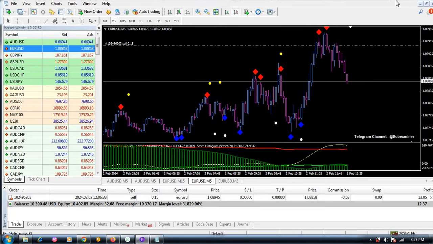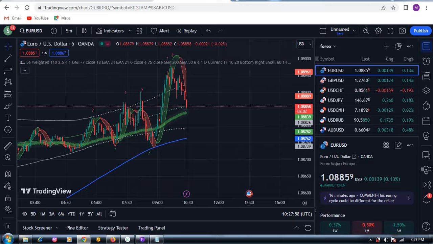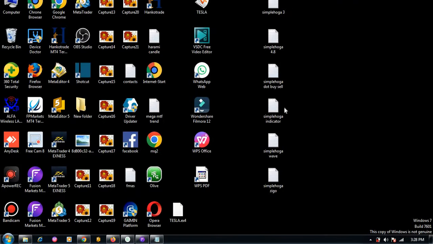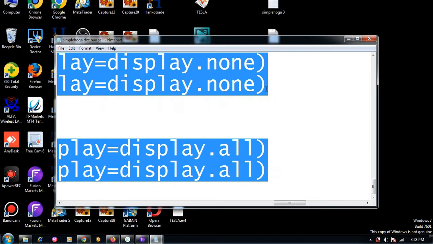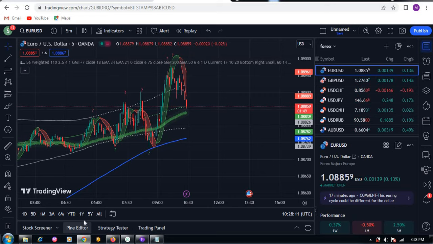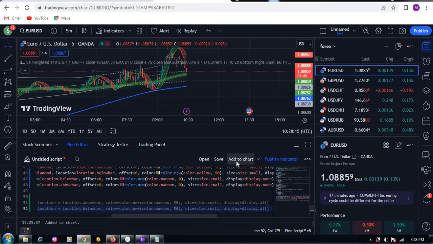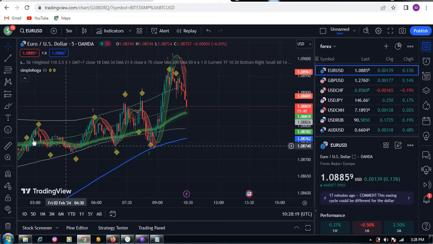Okay, now I need to add one more indicator, and if you need more indicators, then I will show you more indicators. Let me copy, Control A, Control C, and I need to add this indicator. Pine Editor, Control A, Control V, add to chart. Okay, you can see the results. It gives you amazing results.